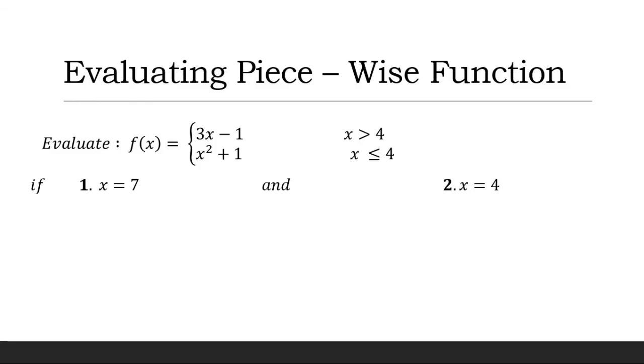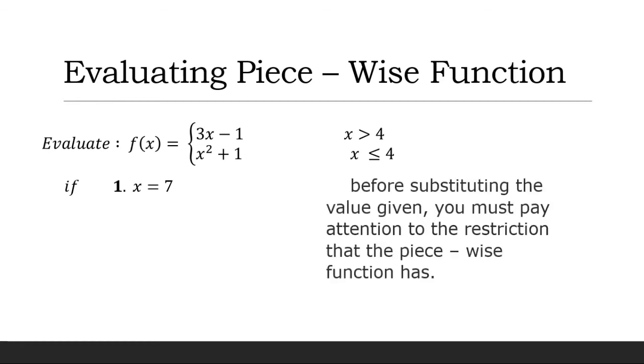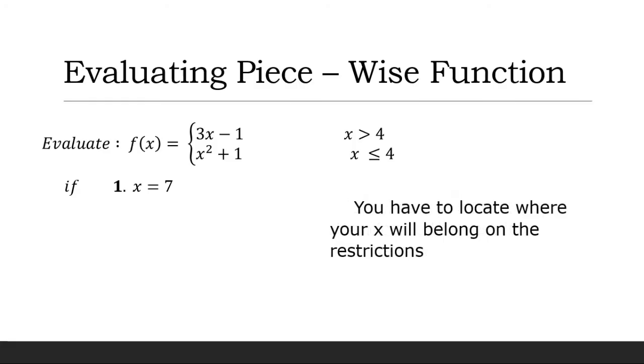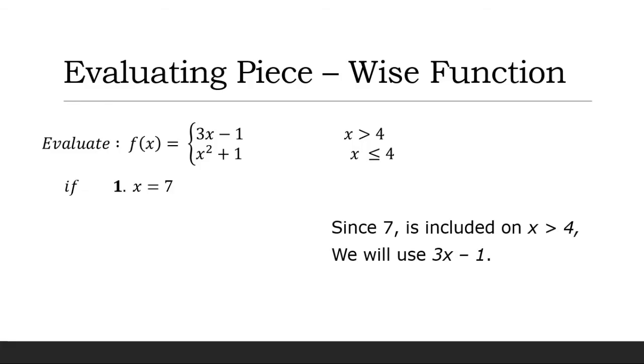Actually, yung process is same pa rin kagaya ng mga naunang examples. Ang nadagdag lang na gagawin ay bago ka mag-substitute, kailangan mo munang mag-locate. Ibig sabihin, kailangan mo munang hanapin kung saang restriction makakasama ang given domain. So, for x equals 7, you need to locate first where 7 is on the restriction. Since 7 is included on x greater than 4, we will use the expression 3x minus 1.